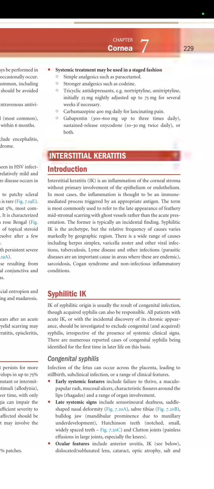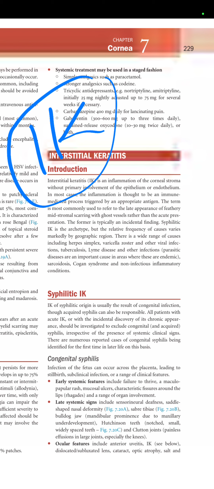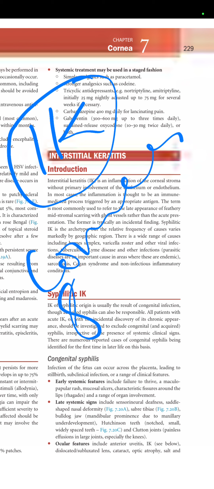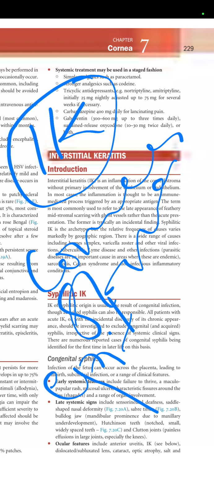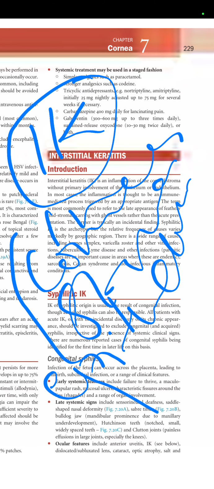So we are going to start the cornea part 10 and we are going to study about interstitial keratitis. Basically, interstitial keratitis is a disease in which the cornea, the corneal stroma, is affected, but the corneal epithelium and endothelium are intact and not affected. So this is interstitial, meaning intermediate, keratitis.